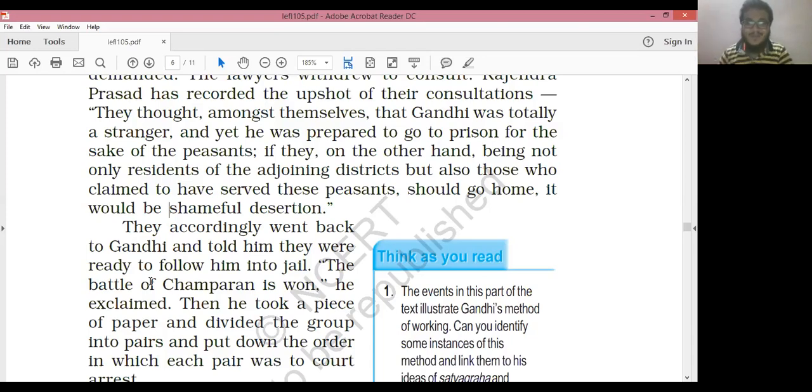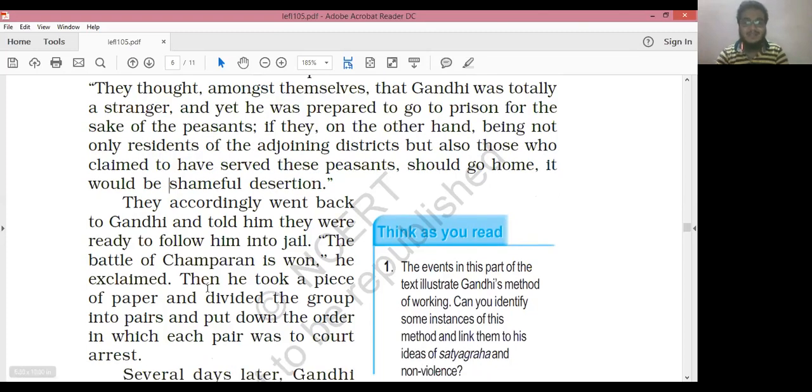Thing is done. Okay. See the technique of how Gandhiji is dealing with the situation. Then he took a piece of paper, divided the group into pairs, and put down the order in which each pair was to court arrest. So he said, if I am getting arrested from XYZ place, you make a group of your six to seven people, and different groups also come and get arrested. So that was Gandhi's plan. If you are getting arrested with me, as I am going to jail, you are coming to the jail, then the battle of Champaran is on. Their game is over, and we have won the battle.